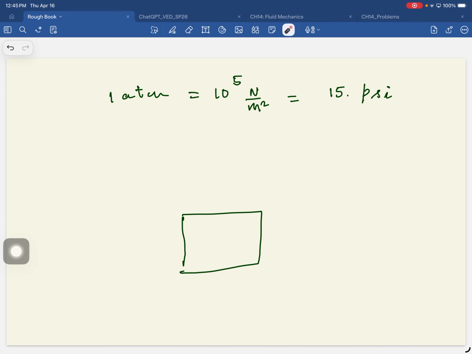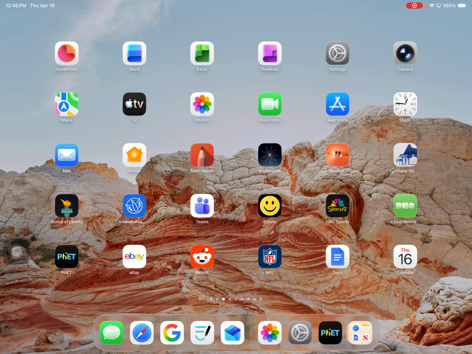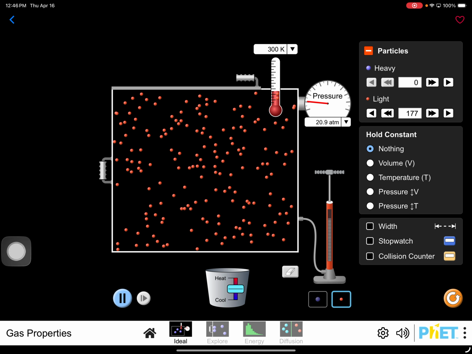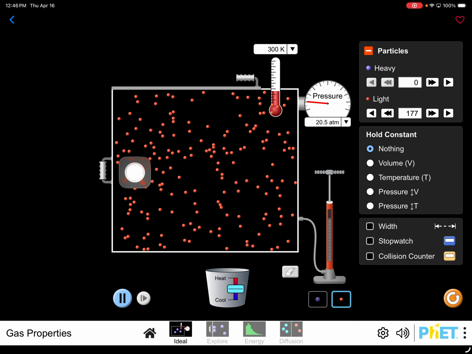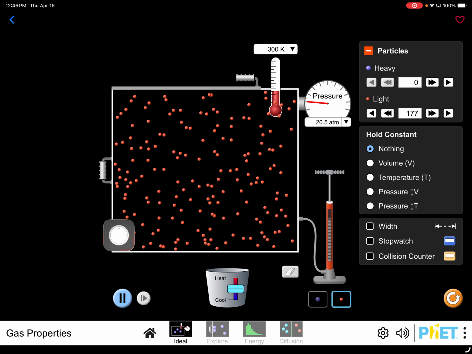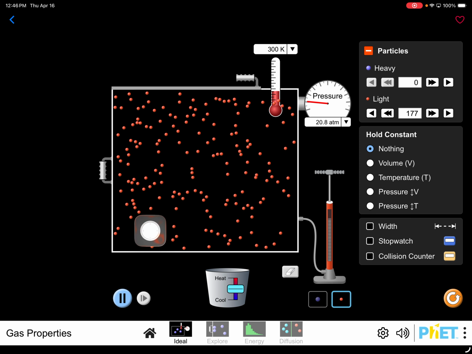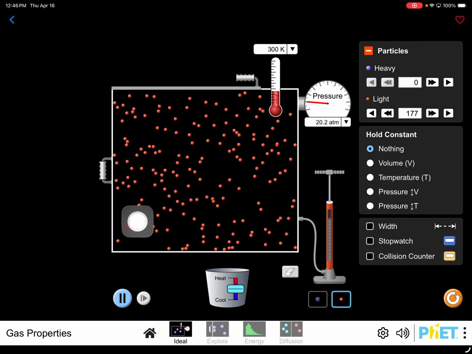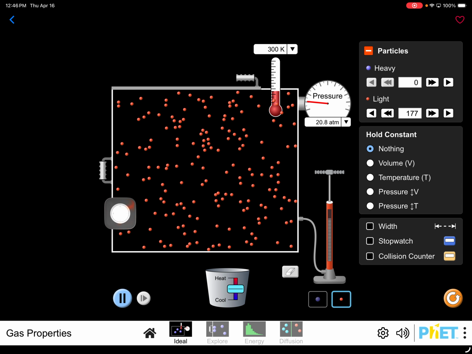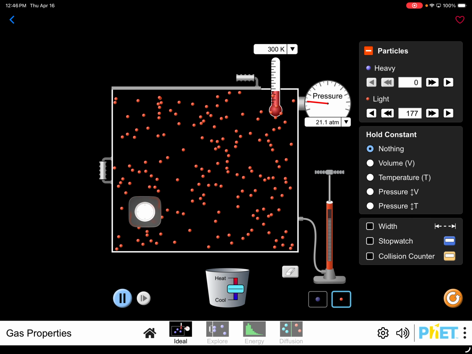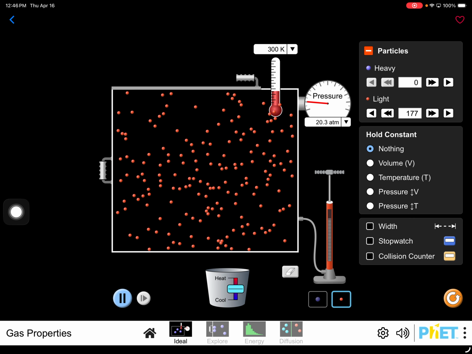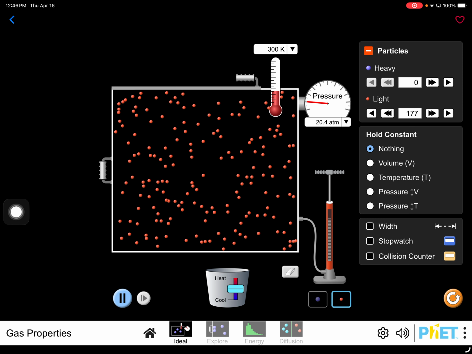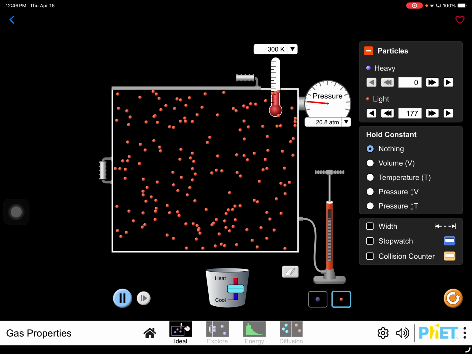All right, so remember, these air molecules bouncing off exert pressure, and air molecules are light, and how can they exert 15 pounds per square inch? There are billions and billions of collisions happening. That's how they exert pressure, and this happens in liquids as well.